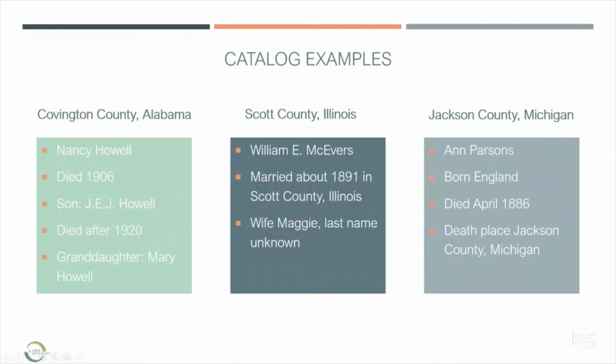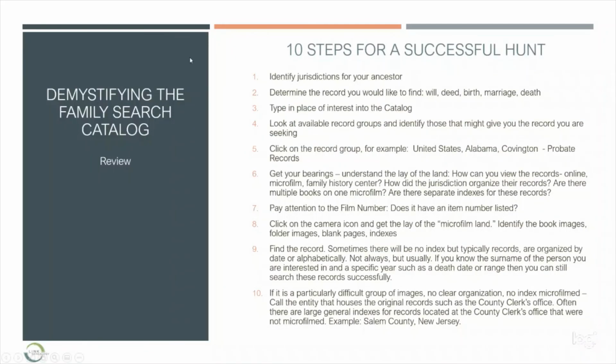And let's do just a brief run through of just 10 steps for the successful hunt in the catalog. So first, identify jurisdiction or the place where your ancestor lived. Second, determine what record group will tell you the information you need. Do you want death information? Are you looking at probate records or vital records? Then you're going to type the place of interest into the catalog search function. You'll look at available record groups and identify the ones that you're interested in, such as probate, vital record.